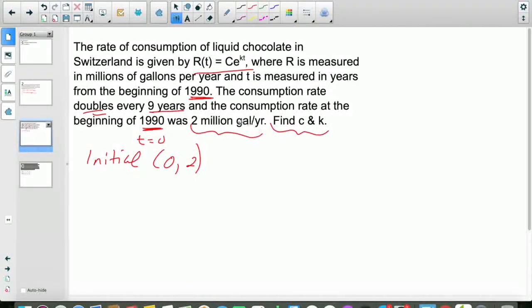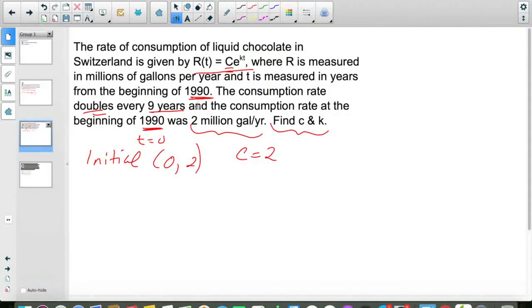The good news here is they gave us C. C is the initial amount. Remember, when you're talking about an exponential growth problem, this is the standard formula for the exponential growth model, and C is always your initial amount at the beginning of the problem. They're telling us here that C is 2. So we found C just by reading the problem. C is 2, and that's million gallons per year.